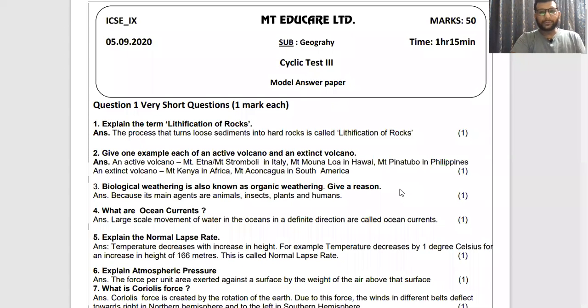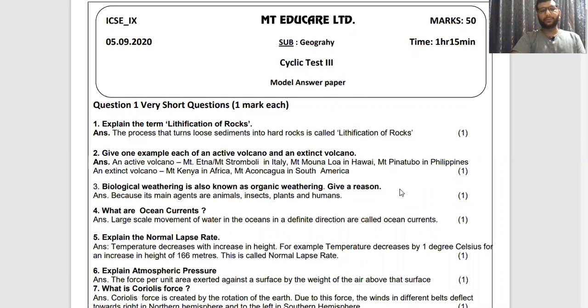Hello students. Today we are going to be discussing the ninth standard cyclic test 3 paper. It's a 50 marks paper and the duration given to you is 1 hour 15 minutes, right? So let's quickly begin with the very first question, which has been asked as a very short question, having 1 mark to each and every question.